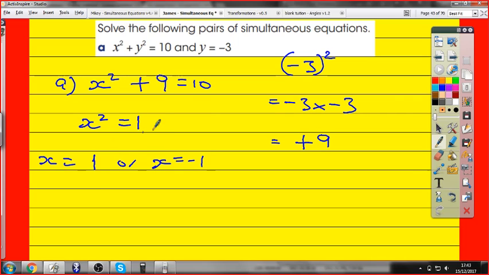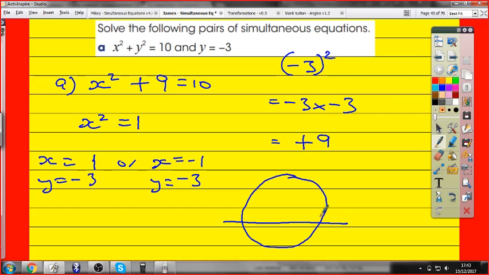So strangely enough, we have two answers. Y is the same for both of them. Y is minus 3. So if I was to draw these two, the first one is a circle. Y equals minus 3 is a horizontal line. And so that's why you've got two answers. They cross over twice. The one on the right is x is 1, y is minus 3. And the one on the left, x is minus 1 and y is minus 3. Okay, any questions there? No.